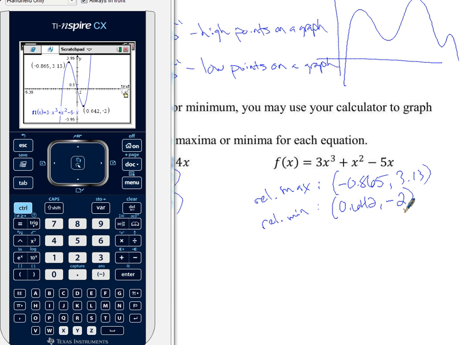And if you had more, like if this is a 4th degree or 5th degree polynomial, and you happen to see like 2 or 3 peaks or 2 or 3 values, then you just write those down along with these ordered pairs for each relative max and each relative min.